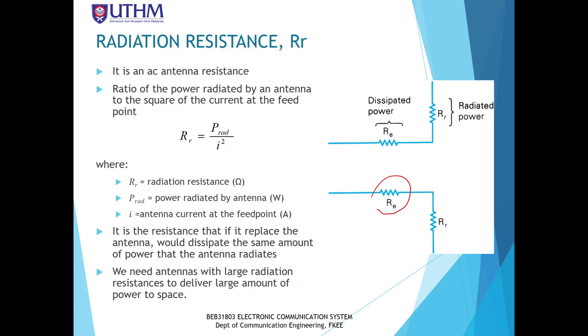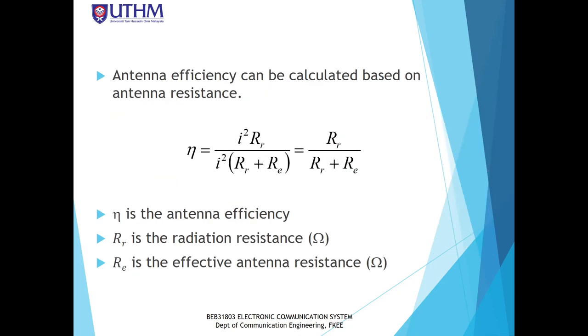So now we want actually to calculate the antenna efficiency. Okay, so the antenna efficiency, you see that here the current flows towards these directions. And from here, we can calculate the power actually. So the radiation power is equal to I square RR, okay, divide with I square RR plus RE for the effective antenna resistance. And finally, we're going to get RR divide with RR plus RE. Okay, so this actually you need to multiply with 100%. Okay, baru therefore you can get in terms of percentage.